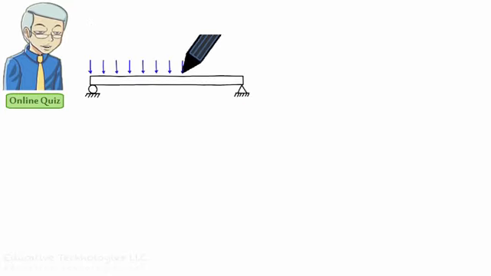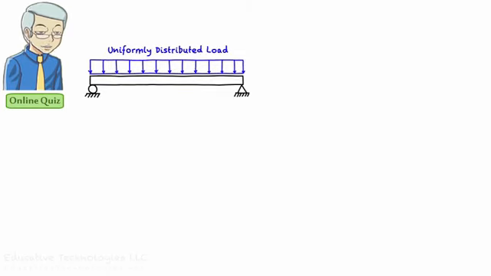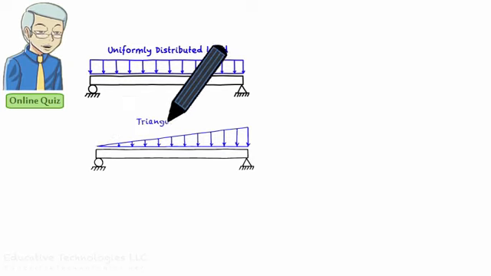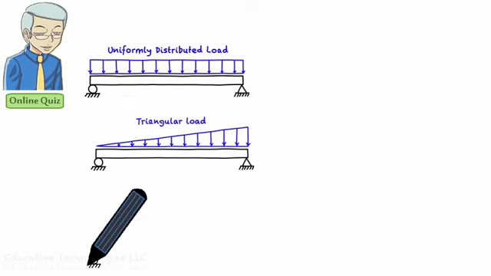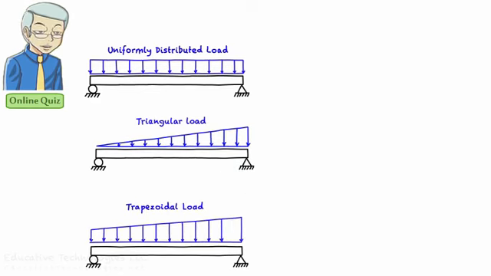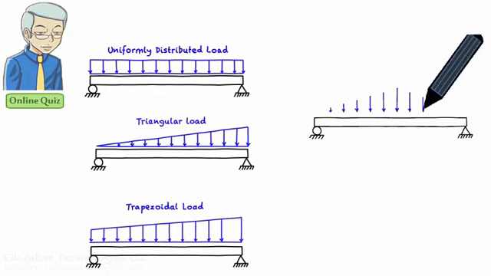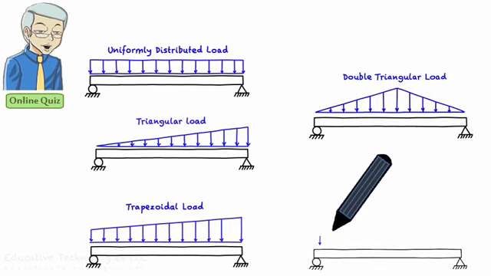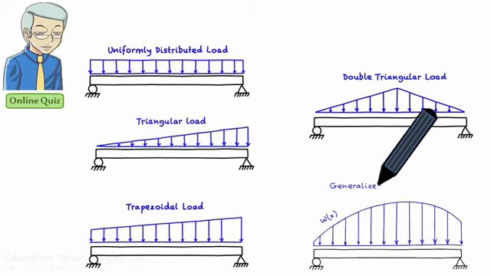We could have a uniformly distributed load. This is a constant load. The load magnitude does not change over the length of the beam. A triangular load. In this case, the load magnitude changes linearly with a constant slope. A trapezoidal load. This load can be viewed as a linear combination of a uniformly distributed load and a triangular load. A double triangular load, or a generalized distributed load where the load magnitude is defined using an algebraic function.